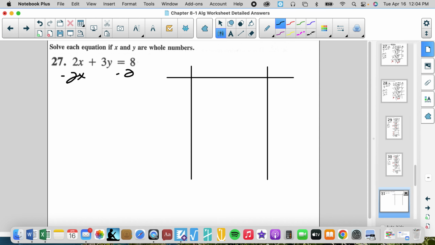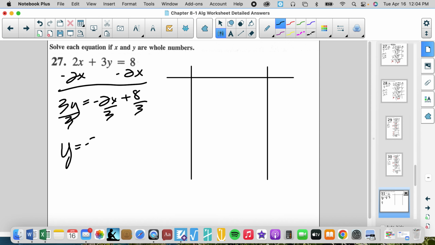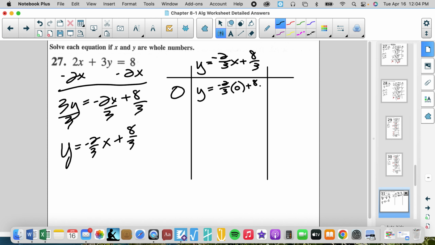Solve for y. 3y equals negative 2x plus 8. Divide by 3. Y equals negative 2/3 x plus 8/3. Can you think and figure out what's going to work? Negative 2/3 x plus 8/3. Is 0 going to work? Because 0 is just going to cancel out that first term, and you're going to just be left with the 8/3. So no, that doesn't work.